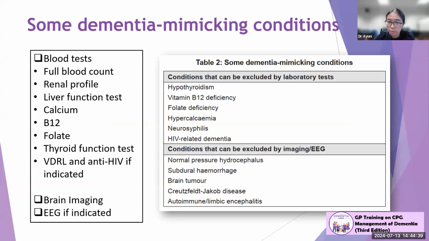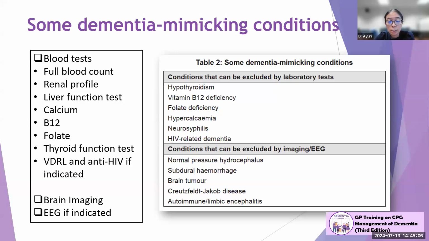So hypothyroidism, you must rule out because this is easily treated. If you detect it early, it can be potentially reversible. Vitamin B12 deficiency, folate deficiency, and hypercalcemia can also present with confusion, memory loss, and cognitive decline. Also neurosyphilis and HIV-related dementia. Now with HAART therapy, our HIV patients are living longer and longer, so actually there is one condition we call HIV-related dementia.